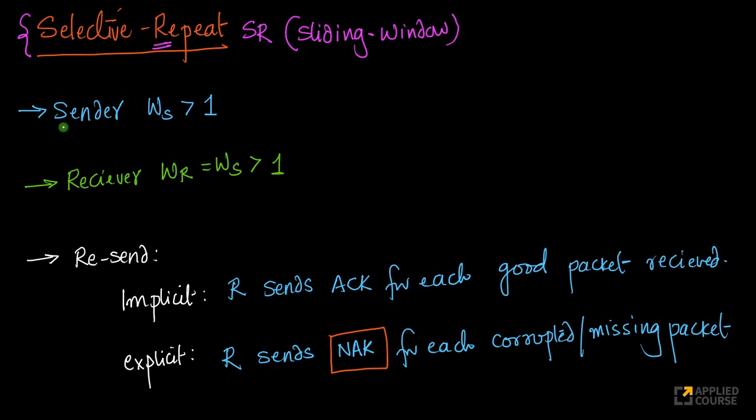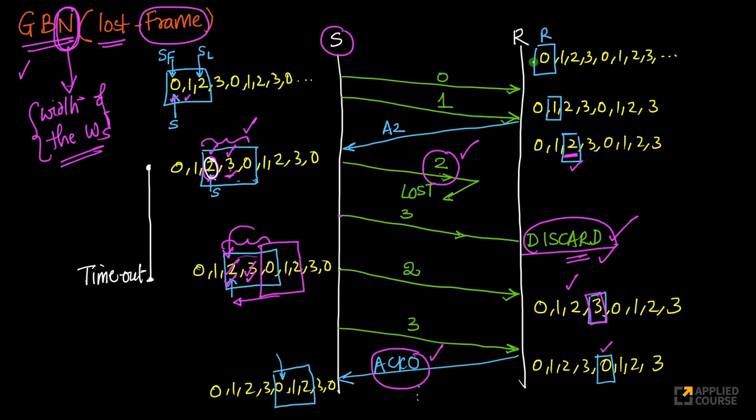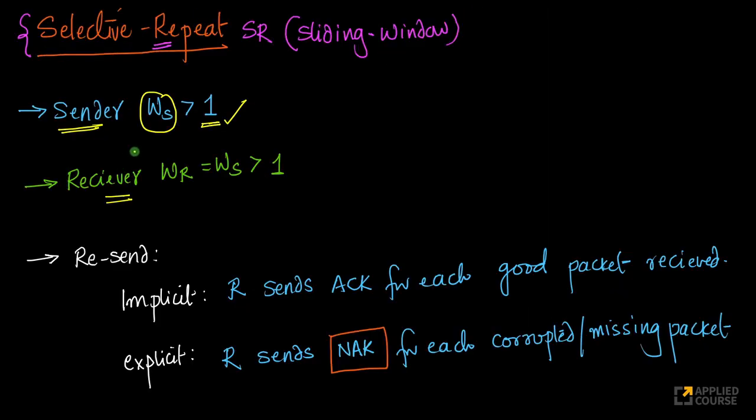The first concept here is you have a sender window whose width or length is greater than 1. It has to be strictly greater than 1. Similarly, you have a receiver window. If you recall Go Back N, we had a sender window and a receiver window, and the receiver window was always of size 1. But in the case of selective repeat, my receiver window is the same size as my sender window, and both of them have to be strictly greater than 1. This is very important.